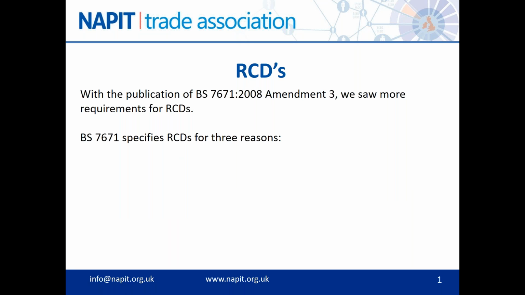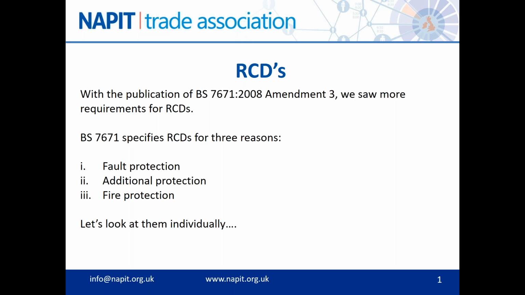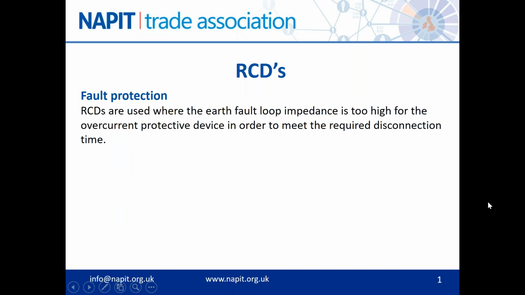BS 7671 includes RCDs in lots of places for 3 main reasons. The first one is fault protection. The second one there is additional protection, and last but not least is fire protection. It's best if we look at them all individually and go through it all in the way that the regs go through it. The first one is fault protection.